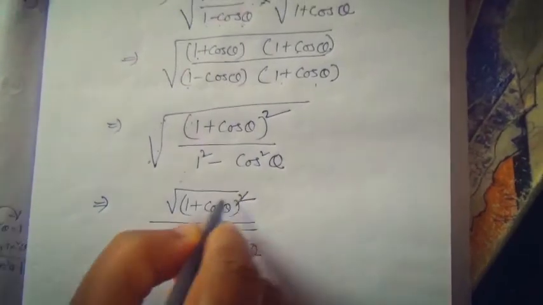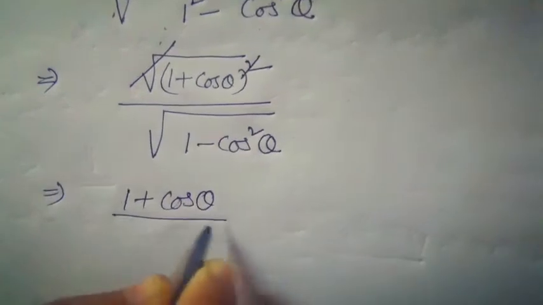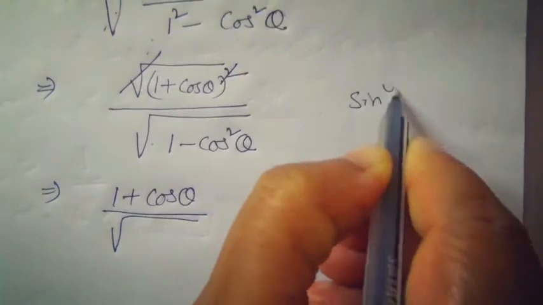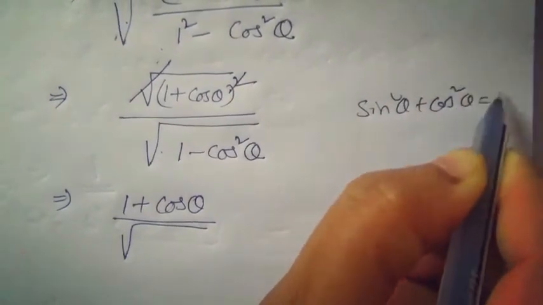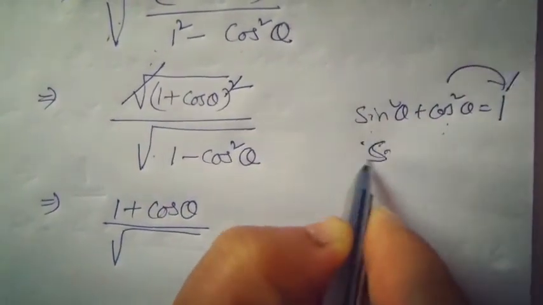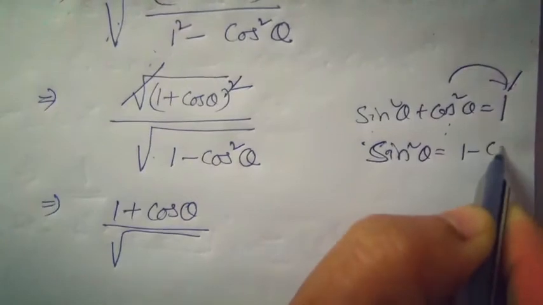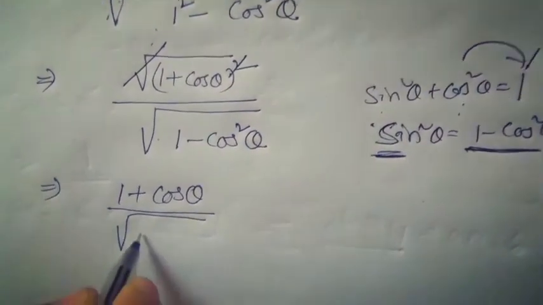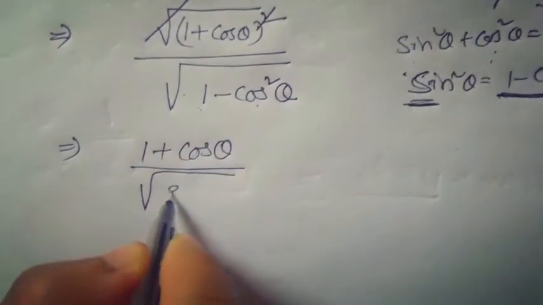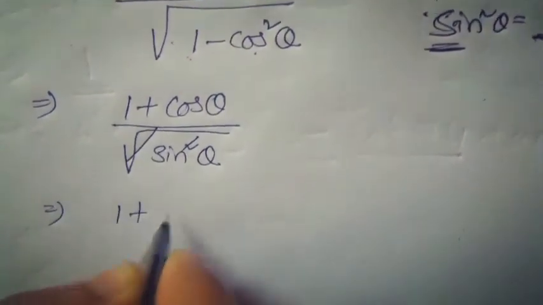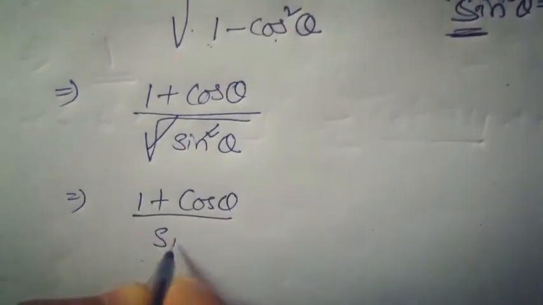That implies square root cancelled. 1 plus cos theta by, here square root of 1 minus cos square theta. Sin square theta plus cos square theta is equal to 1, the trigonometric identity. When you take this cos square theta to the other side, sin square theta is equal to 1 minus cos square theta. In the place of 1 minus cos square theta, we can write sin square theta. So here square root cancelled. Hence I got 1 plus cos theta by sin theta.